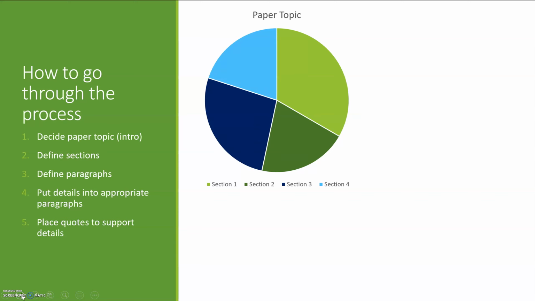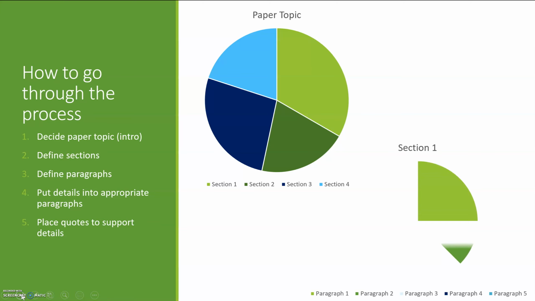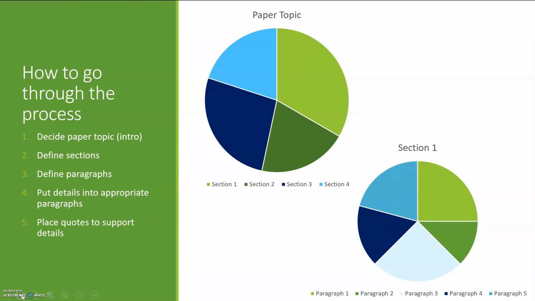Once you've figured out what your paper is, your intro, step one, you're breaking it down into smaller pieces. As I said, for some students, that might be sections. So in this case, maybe sections 1, 2, 3, and 4. Then you take each one of those individual pieces and break those down into smaller ideas. For section 1, for instance, maybe there are 5 paragraphs. Additionally, you'll take each one of those paragraphs and figure out how to break it down into more information. And then you're adding in the details.